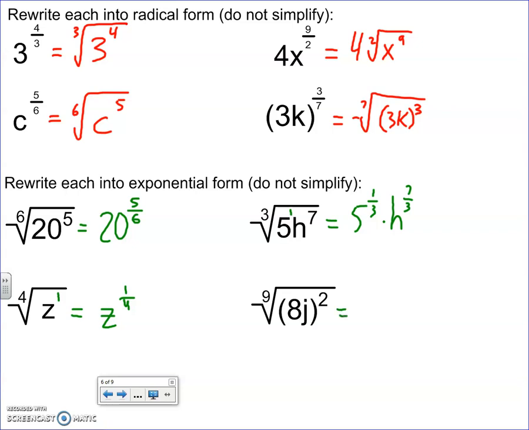Now this one, this hj, has it squared together. So it stays together, hj. The numerator is 2, the denominator is 9.